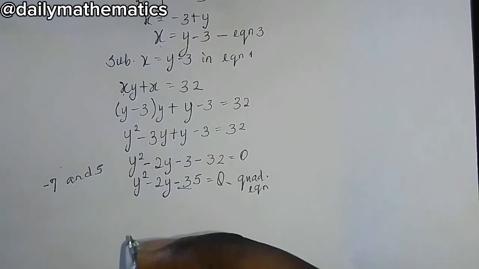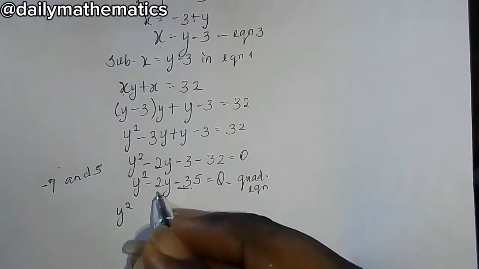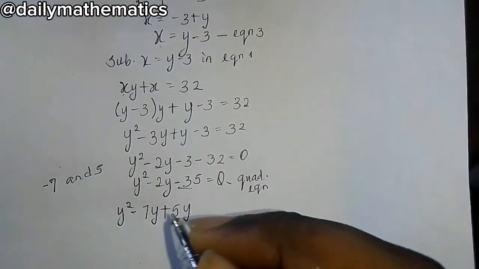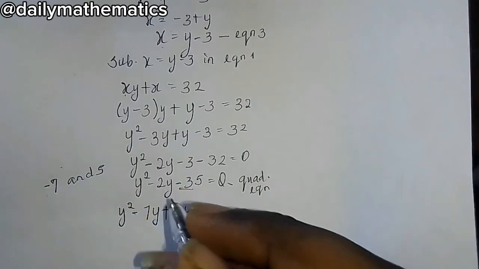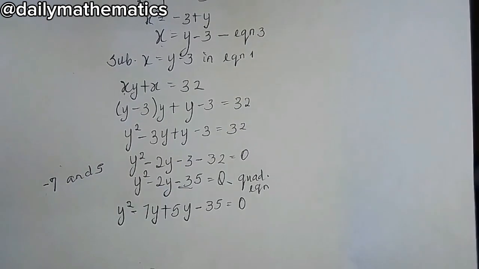So we're going to use that. So we have y squared, and instead of writing minus 2y, we have minus 7y plus 5y, because minus 7y plus 5y still gives us minus 2y, and we have minus 35 equals 0. So we factorize from here.